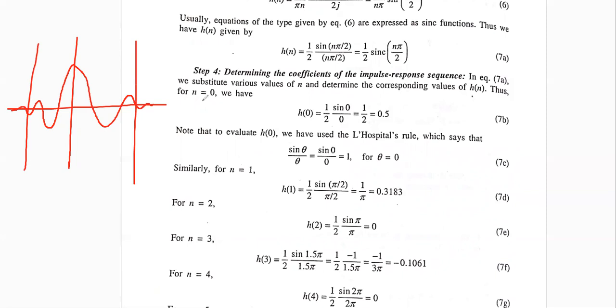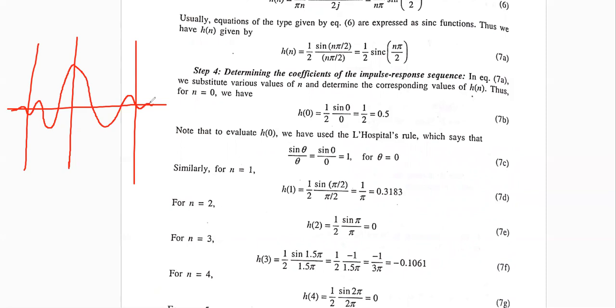And now we determine the coefficients of the impulse response. Coefficients means Hn will be represented by H0, H1, H2, H3. Those coefficients we need to find. If you represent the sinc function, it looks like this, and it goes on as an infinite series. However, for an FIR system, the window function, we need to cut somewhere. Otherwise, practically, it will not be implemented.